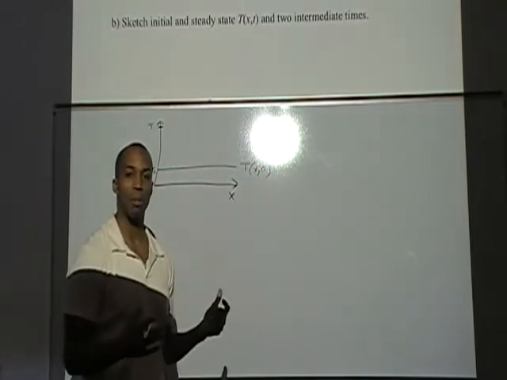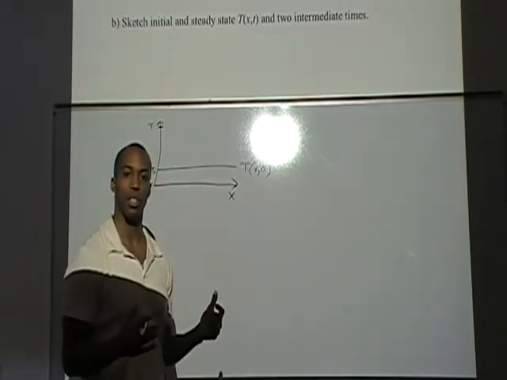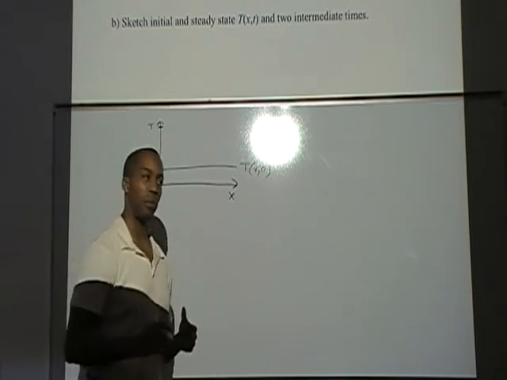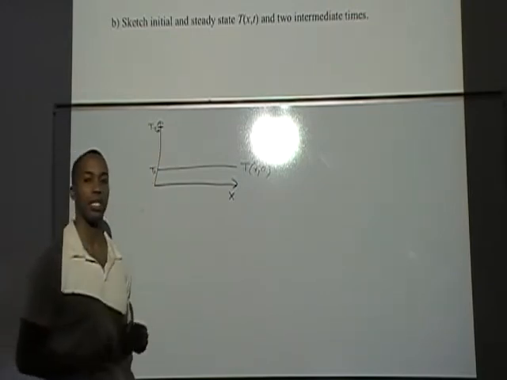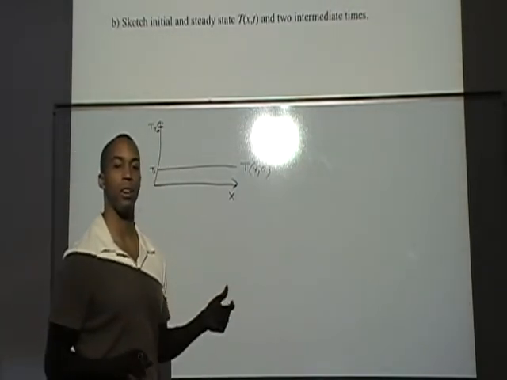So what's the maximum temperature that that material can reach? It would be the ambient temperature. So in this case, this would be T infinity. That's the maximum temperature. Our temperature is going to be somewhere in between the ambient temperature and our initial temperature.